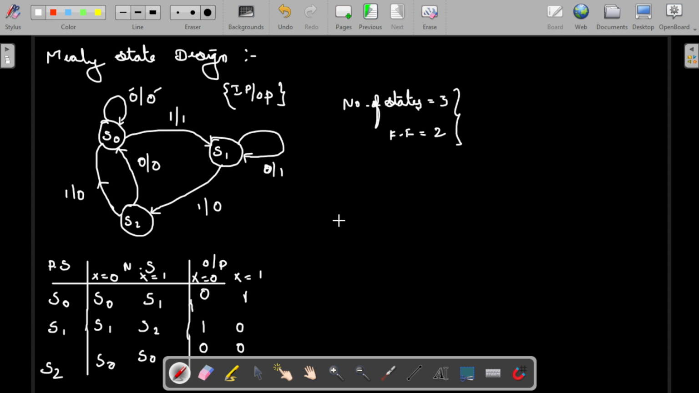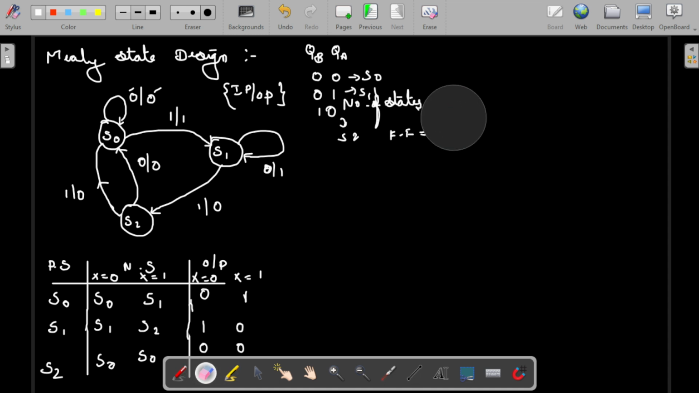Here we have to take one assumption, QA, QB. We now have to change the states into some respective levels. So I am taking 00, 01, 10. This is S0, this is S1 and this is S2. We need to assume this. Any numbers can be taken, depending on your choice. I am taking this to make it easier to understand. Let me erase a few things.